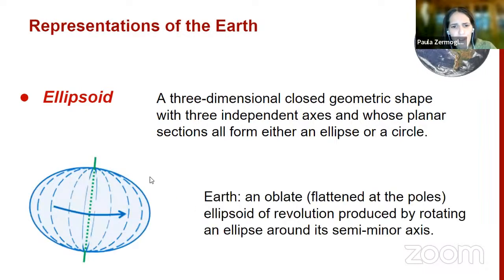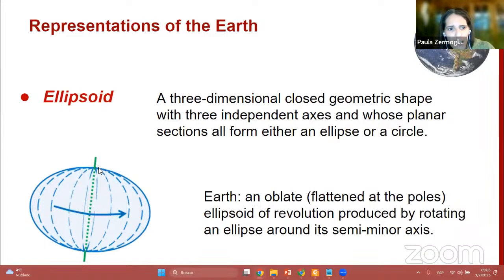So the Earth can be represented as an oblate, that is flattened at the poles, ellipsoid of revolution. This means that it's produced by rotating an ellipse around its semi-minor axis. So we have an ellipse, and if we rotate it, we have an ellipsoid of revolution. So we can represent the Earth with this ellipsoid of revolution.